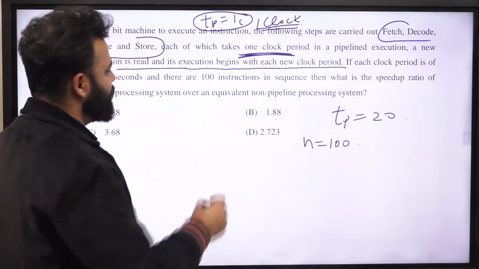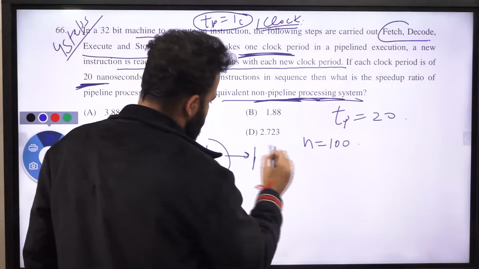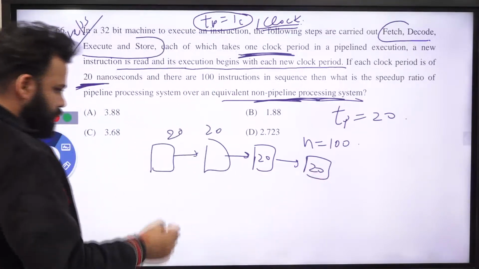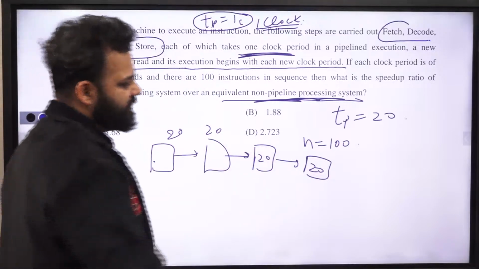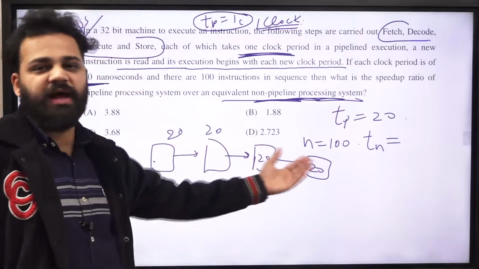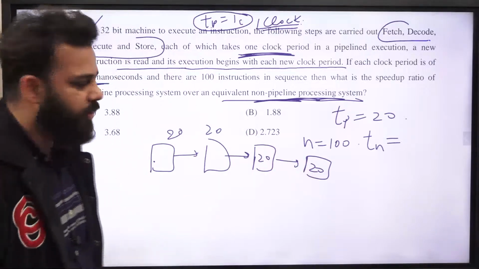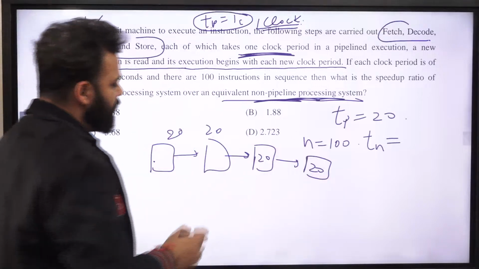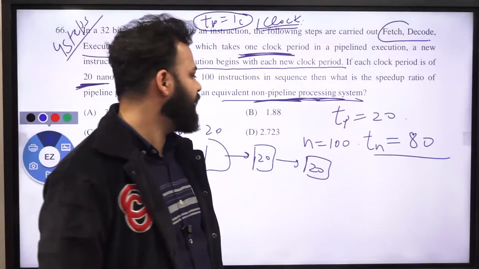Then what is the speed up ratio over a non-pipeline processing system? Now in pipeline, we have 4 stages, each of 20 nanoseconds. In non-pipeline, the time will be Tn, let's say non-pipeline time, which will be equal to number of stages times the time taken by each stage, or you can say sum of stage times, because we have divided this in a pipeline. If pipeline was not there, the total time would have been 20 plus 20 plus 20 plus 20 is equal to 80. So Tn is equal to 80, and Tp is equal to 20, and N is equal to 100.